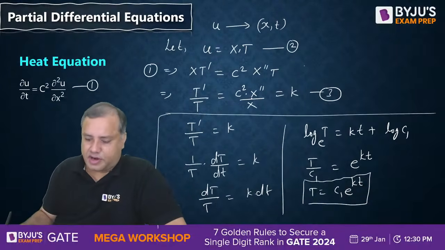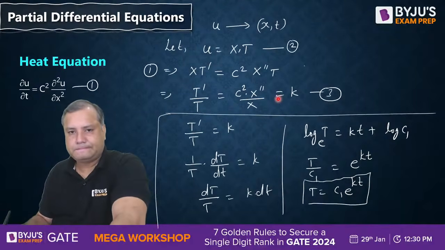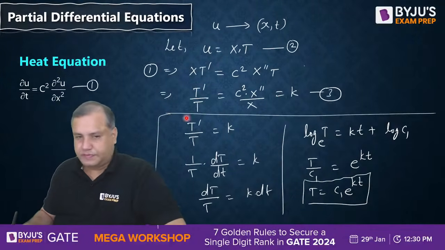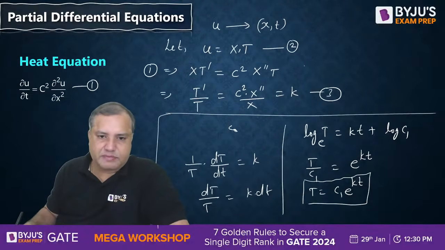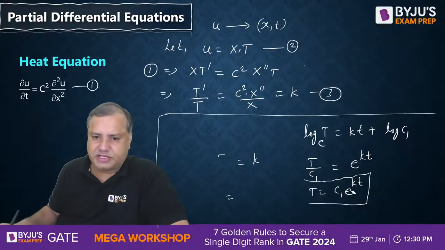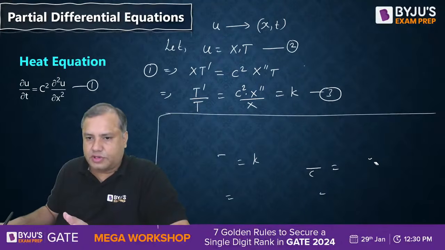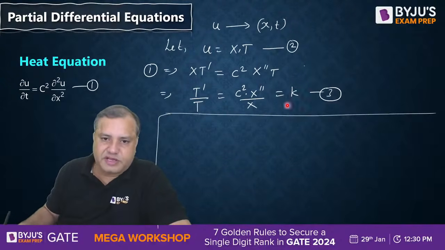Now see the other part. c square X double dash upon X equal to k. Do one thing, just a moment. Nothing wrong in this, but to match the exact solution, I'm making a little change here. To get the exact format mentioned in the bookish language, I'm just bringing this. See here.